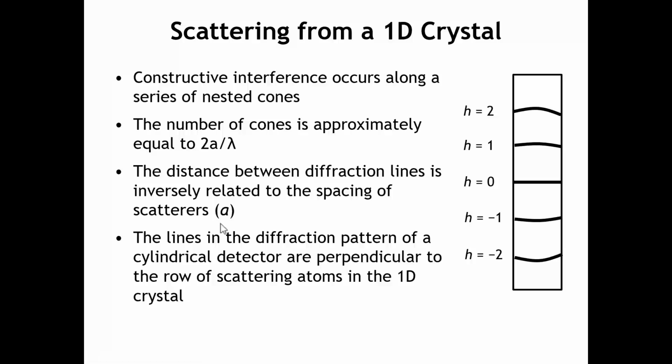A last thing we want to keep in mind, it'll be important in the next lecture: our crystal here is vertical, but the lines along which we get constructive interference are horizontal. So these are always perpendicular to one another.